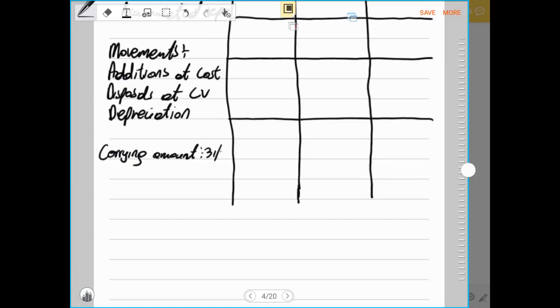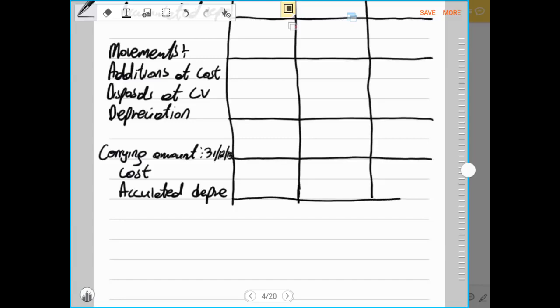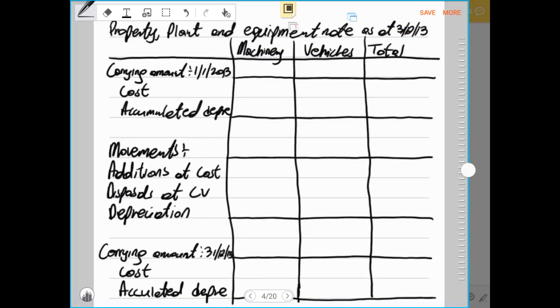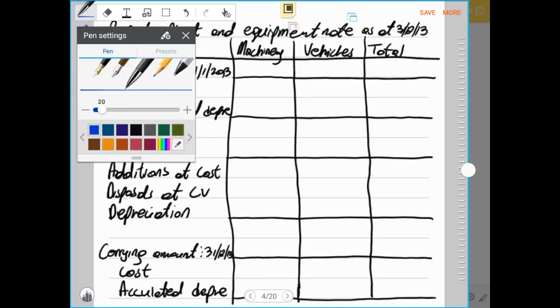At 31st of December 2013, then we have the cost price and the accumulated depreciation at the end of the year, and also there is a line here, and there is also a line here. So now this is how this note looks like.